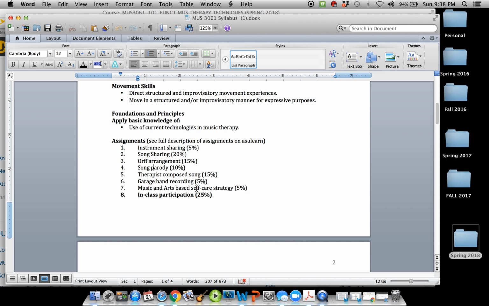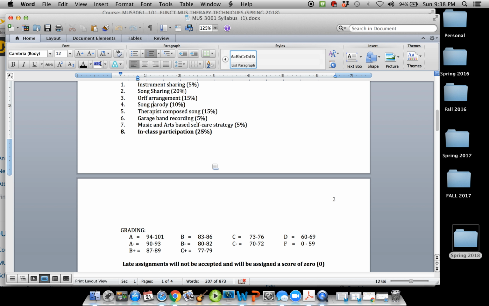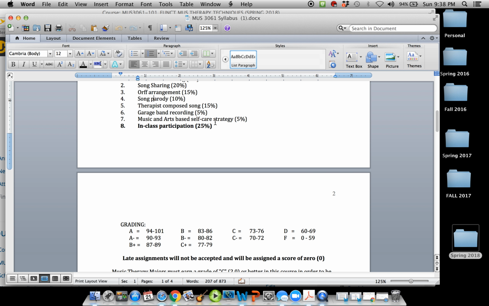We're going to do a little bit of music and arts-based self-care strategies, and then your in-class participation is a whopping 25%. So coming to class, participating, being brave and putting yourself out there is how you're going to get the majority of your grade. So it's going to be a super safe environment, and we're going to talk about that from the very beginning when we first meet, hopefully on Wednesday.